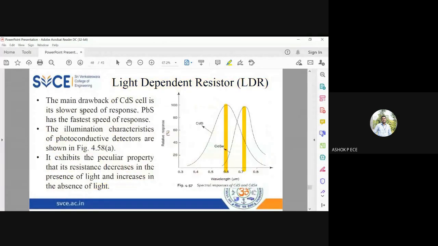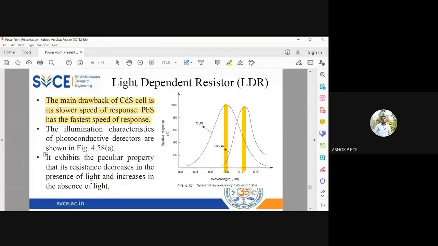So you have two cells. You have the CdS cell, and the one drawback of the CdS cell is that it is slower in response, but lead sulfide is fastest in response. So among the candidates for LDR, the one which is going to have a quicker response is the lead sulfide cell. Okay, the illumination characteristics are given.